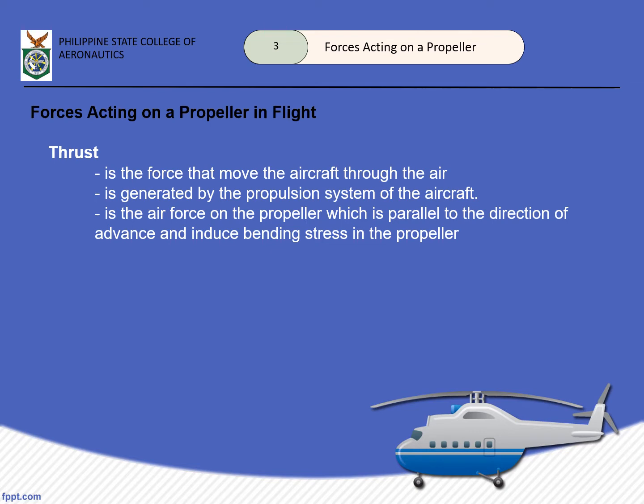So, thrust is the force that moves the aircraft through the air. It is generated by the propulsion system of the aircraft. And thrust is the air force on the propeller which is parallel to the direction of advance and induced bending stress in the propeller. We already discussed how thrust is generated naman to produce forward motion.